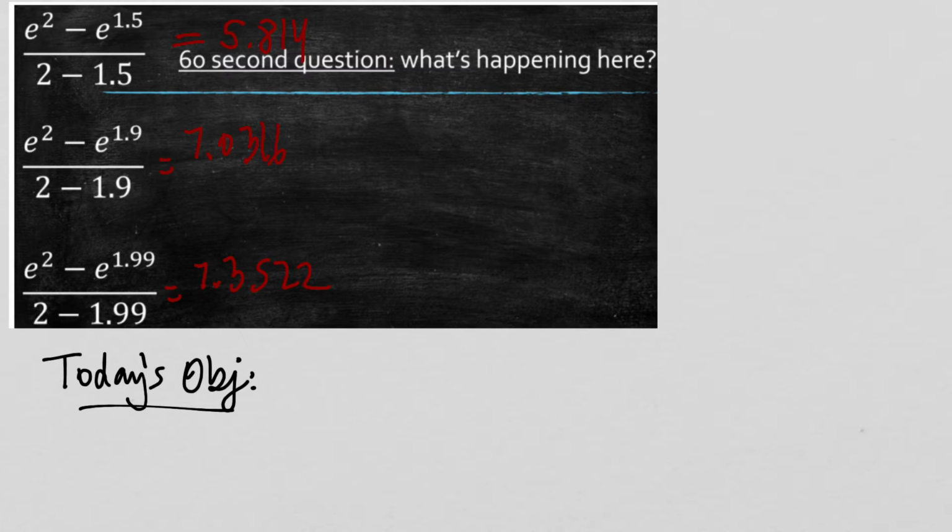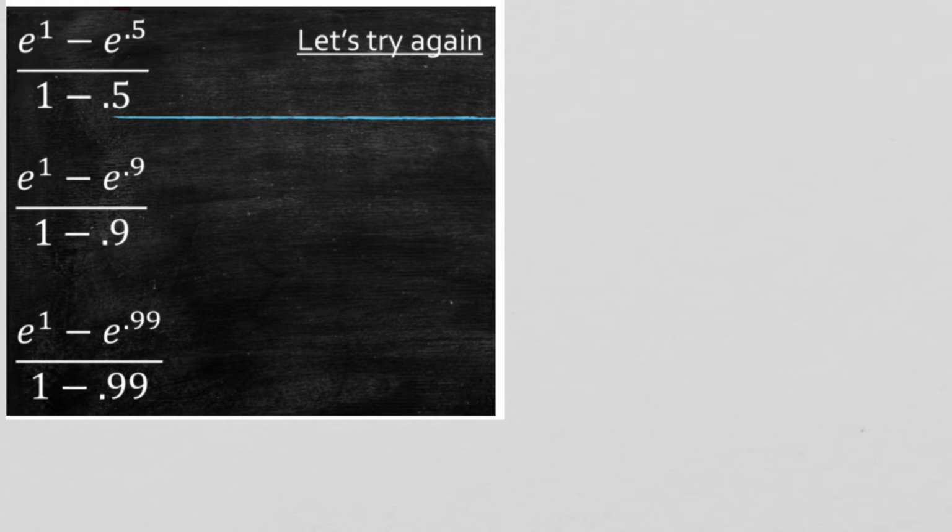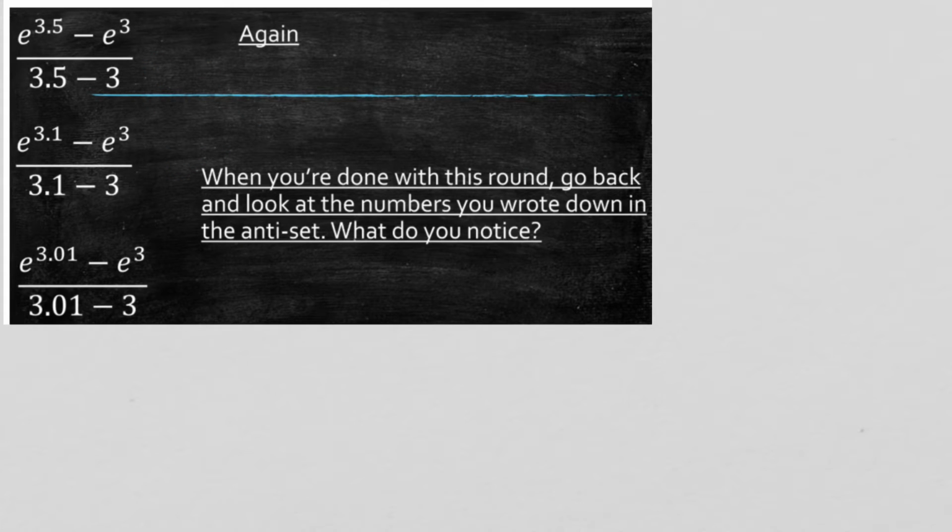I'd like you to try this again. Now for this next set, e to the first minus that. Go ahead, try those. Come back to see if they have the right answer. These are the answers I got for that one. And then lastly, let's do e to the 3.5. Again, when you're done with this round, go back and look at the numbers you wrote down in the earlier set, and you should notice something, hopefully.